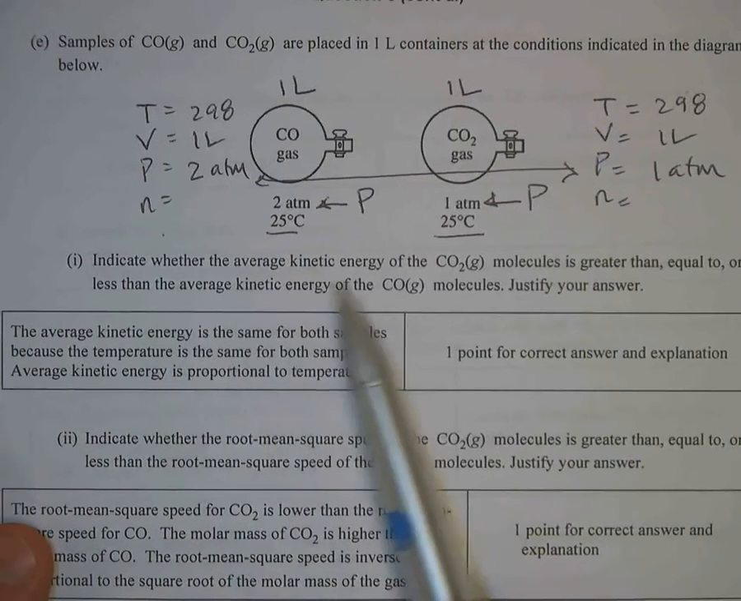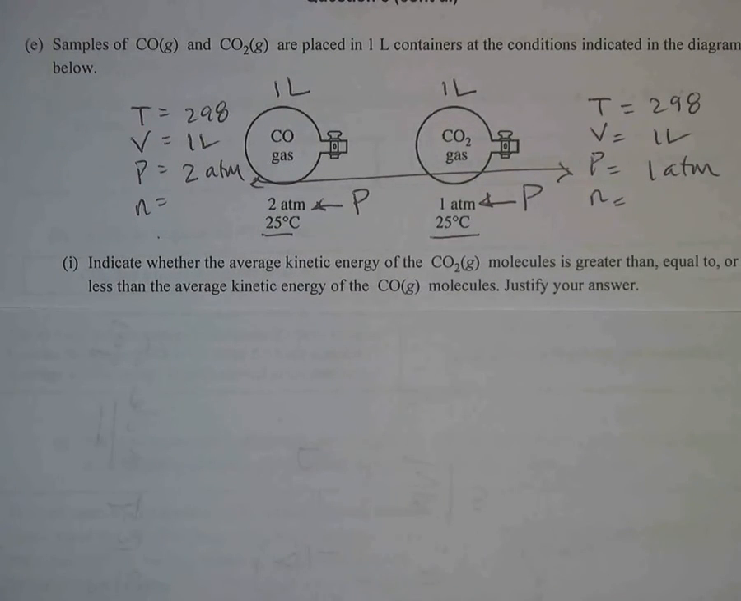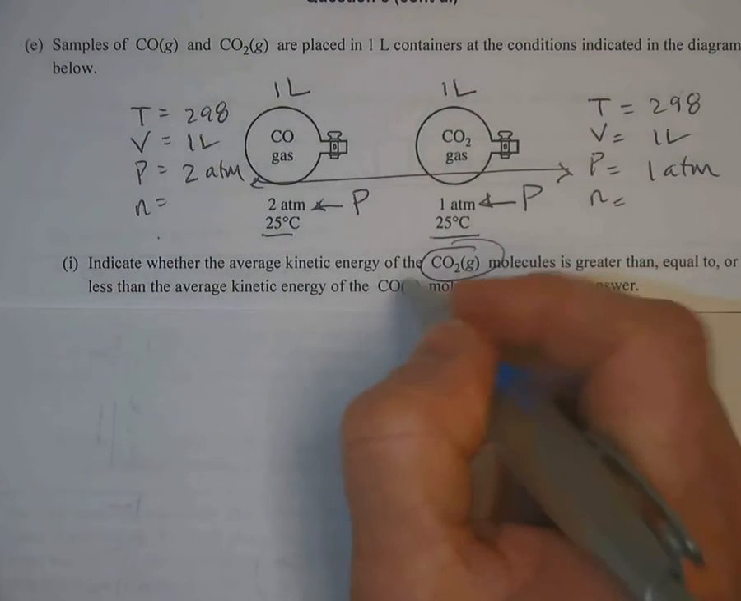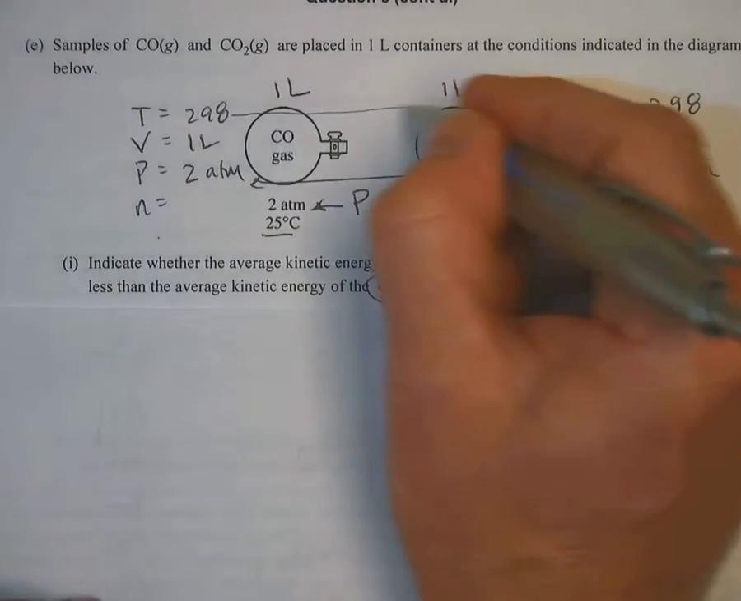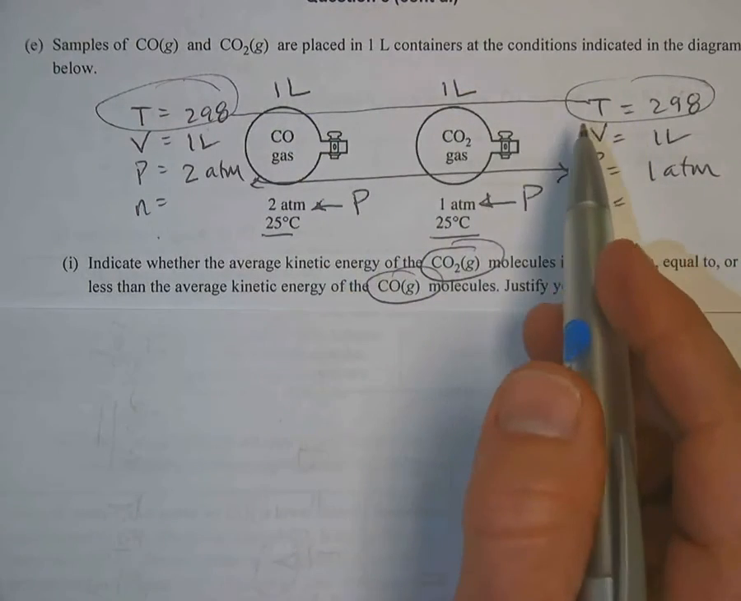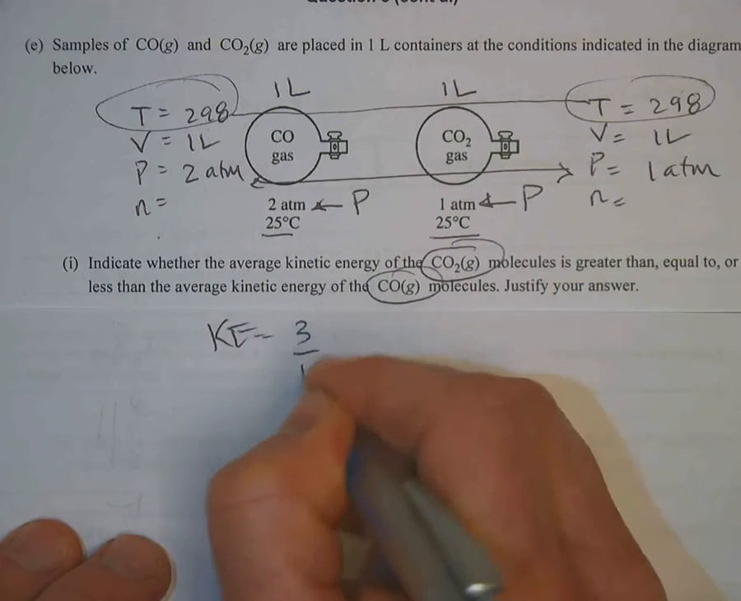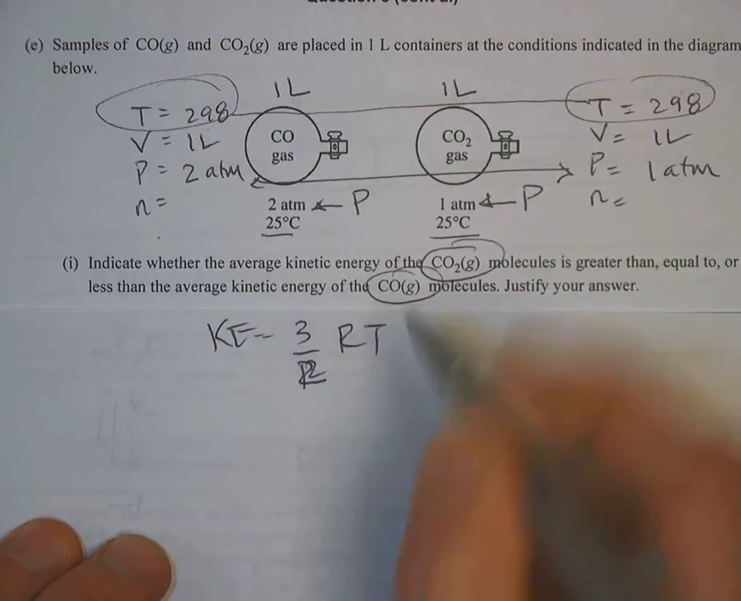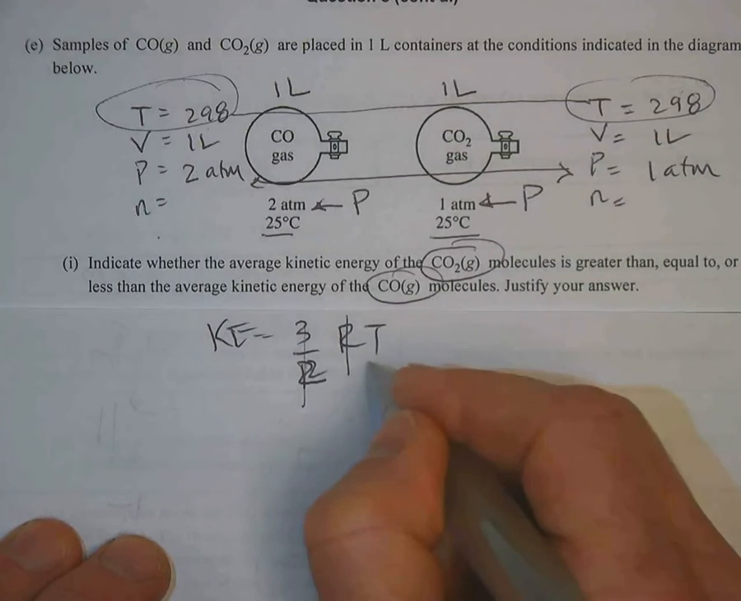First of all, indicate whether the average kinetic energy of CO2 molecules is greater than, less than, or equal to the average kinetic energy of the CO molecules. So is CO2's average kinetic energy the same as CO or not? Well, remember that kinetic energy is directly proportional to temperature. So how are the temperatures compared to each other? Well, if the temperatures are equal, then kinetic energies are equal. Because remember, kinetic energy is equal to 3/2 RT. And 3/2 would be the same for both gases. R would be the same for both gases.